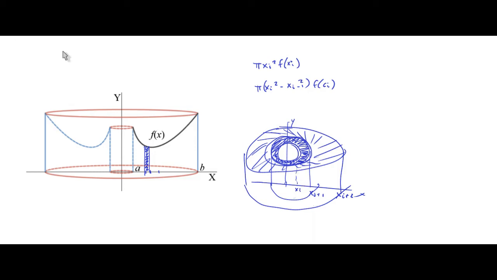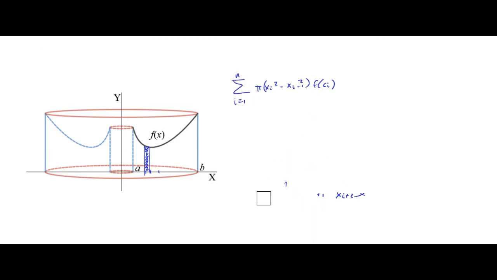Okay, so you can sum this from i equals 1 to n, and you get this. And where ci here is any point that's between this. This is the Riemann sum that we had done. Any point ci belongs to this interval xi minus 1, xi, closed.